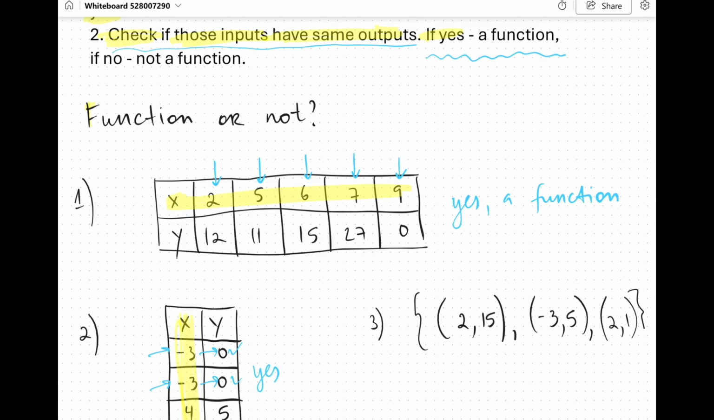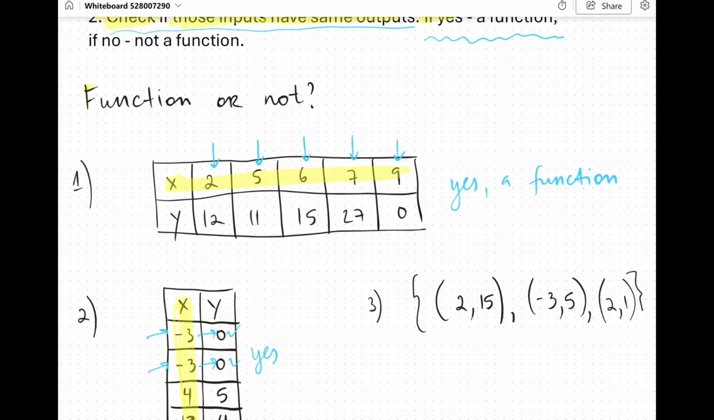Last final one for number 3, same steps. Now the look of it is a little different. It's points or ordered pairs. So this is your x and y, and then another x and another y, and this is the next x and the next y. Your x's are still your inputs, and as your first step in determining if this is a function, you are checking if you have the same inputs.